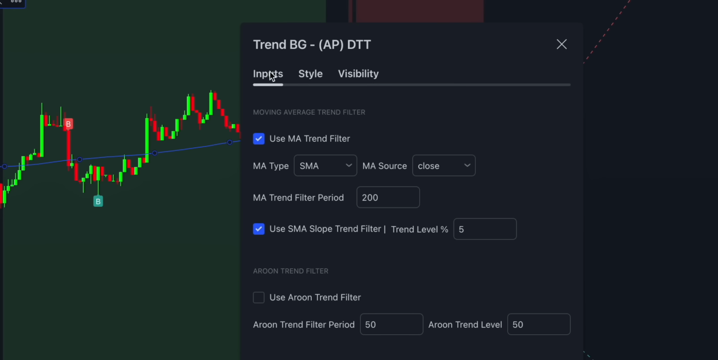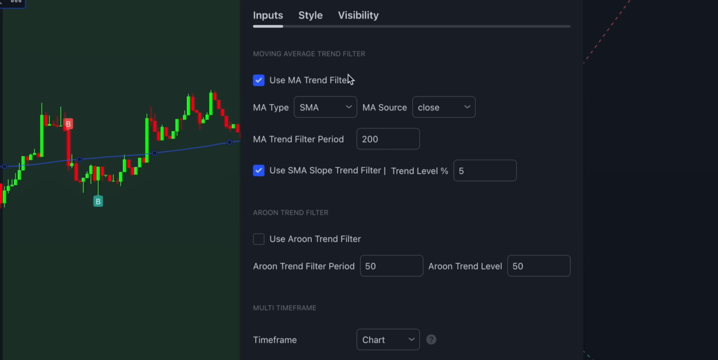It includes multiple trend filters that determine the overall trend. It has MA, SMA slope, and Aroon trend filters. For better results, we will customize the parameters as follows. First, we will change the MA type from SMA to Hull MA. The MA trend filter period will be set to 100.